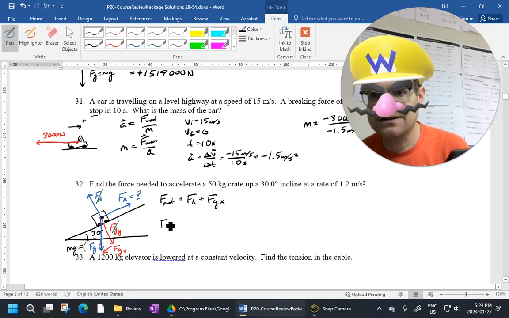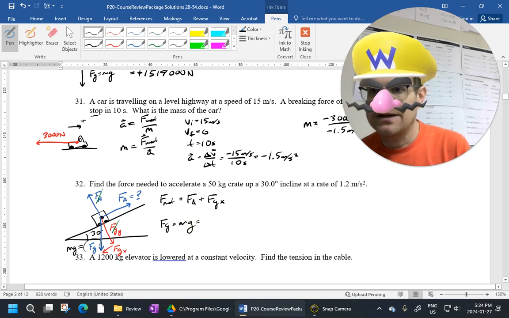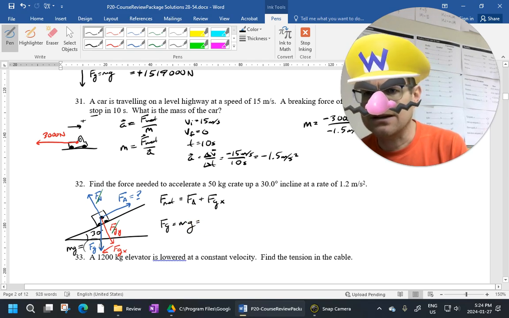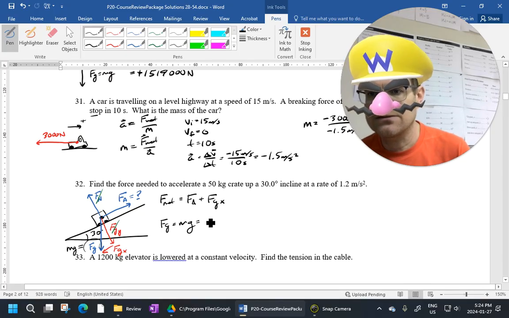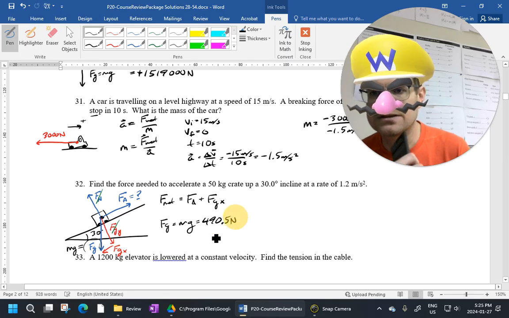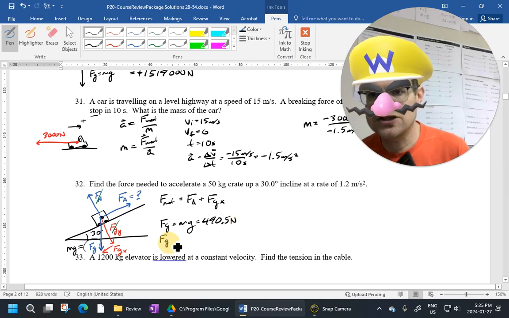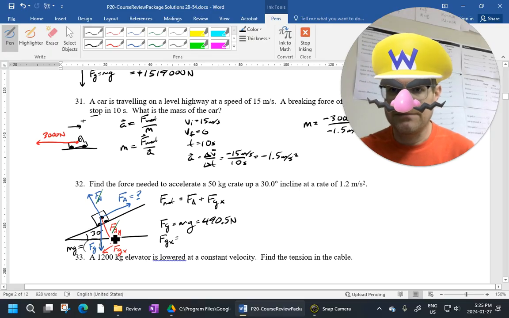Okay, so I'm just going to find out what that is first. Mass times gravity. What do we have here? 50 kilogram crate. Oh, I thought it was a car. It's a crate. Yeah, that makes more sense now. So 490.5 newtons. And I want to find the FGX, that bottom part in this picture.